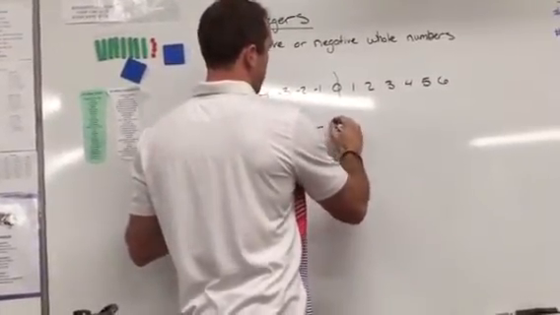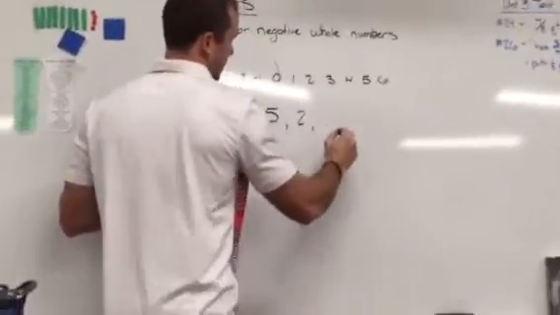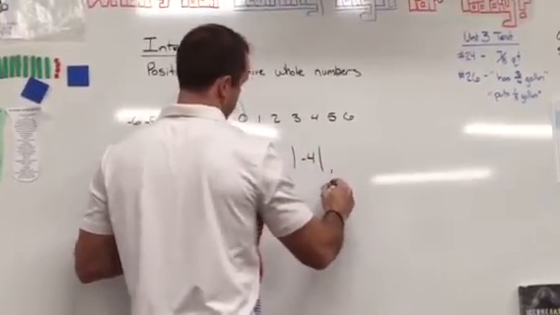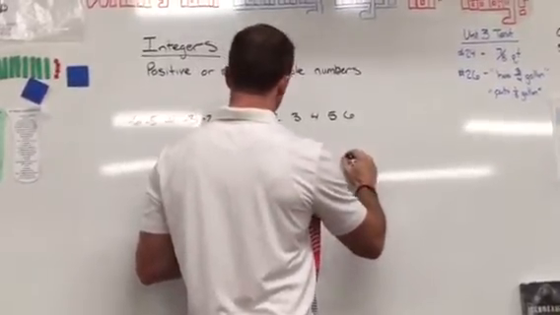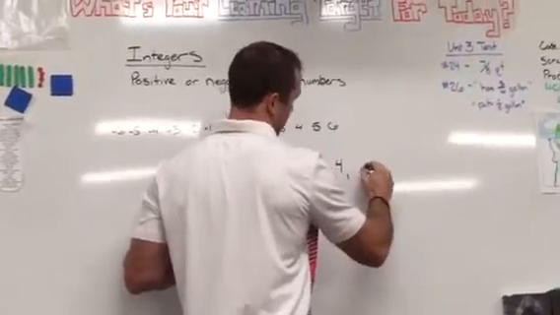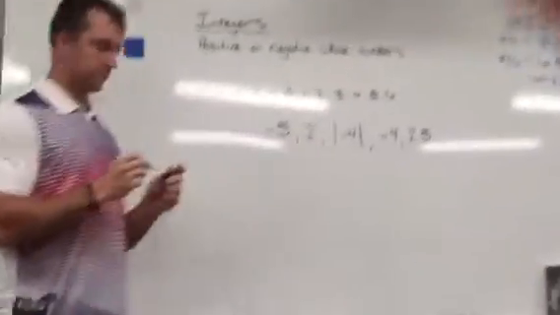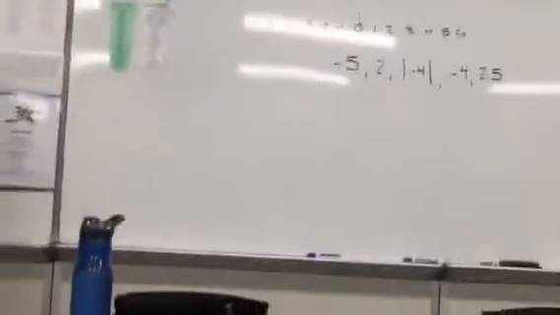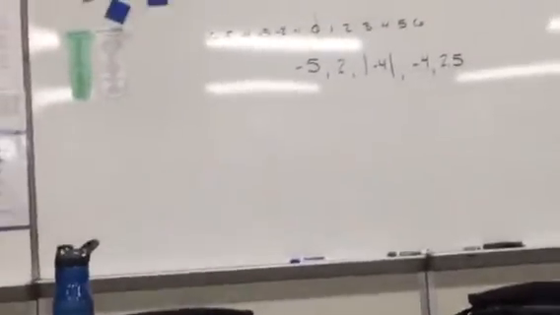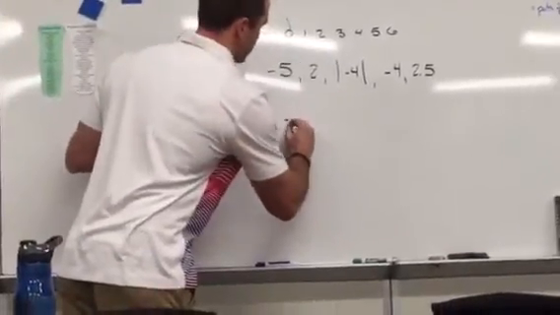Let's go negative 5, 2, the absolute value of negative 4, negative 4, and 2.5. Least to greatest. What is my smallest value up there? Michael? Negative 5. I would agree. This is my smallest value.